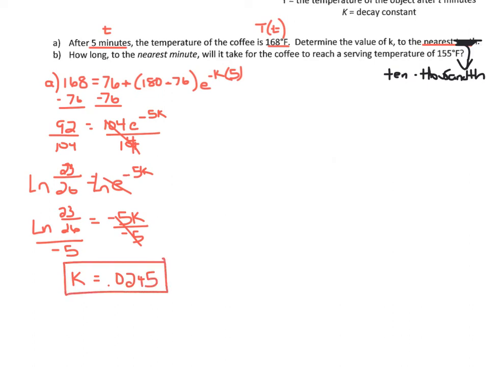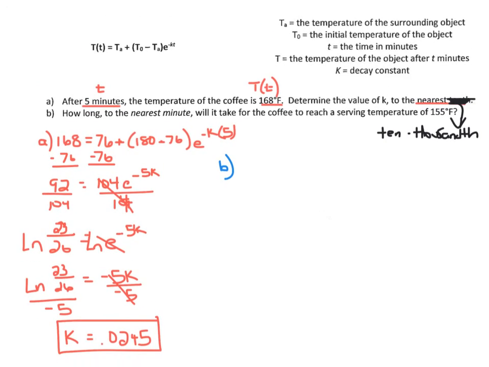Okay, so now part B. I'll do that right over here, part B. How long to the nearest minute will it take for the coffee to reach a serving temperature of 155 degrees Fahrenheit? Okay, so this time we're looking for how long. So we're looking for the lowercase t. So we have to plug in numbers for everything else. In place of t, the temperature after a certain time has passed, this time is equal to 155.